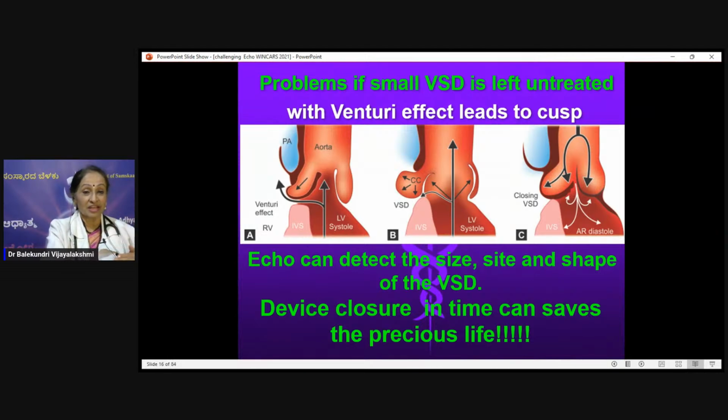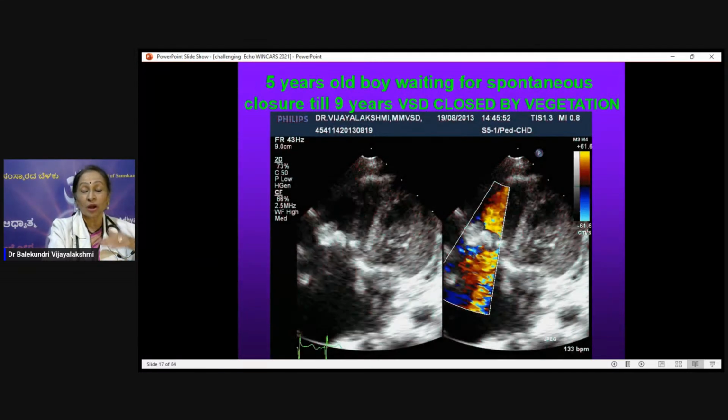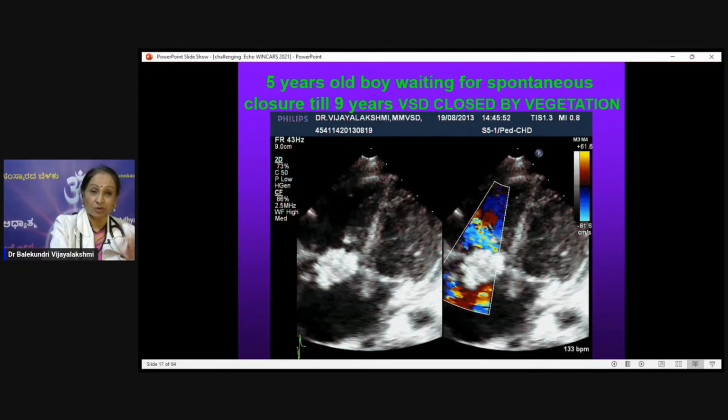So this is from my textbook, the diagram showing how the Venturi effect can suck the aortic cusp, causing the aortic regurgitation. What would have been a simple VSD closure, now the patient had to undergo valve replacement also.